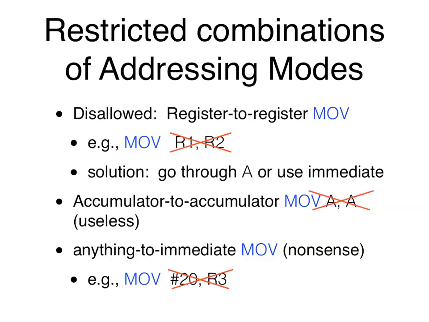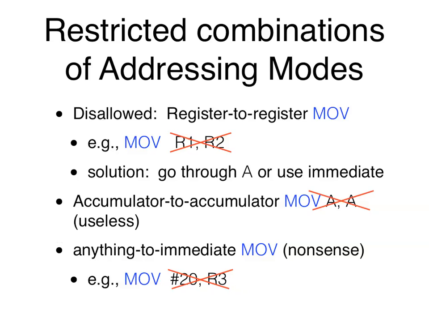Now, accumulator to accumulator move, like move A, comma A. That's not allowed either. Why? It's useless. So A gets A. Why would you want to do that? Anything like move pound sign 23 or pound sign 20 comma something else. You can't override a constant. So that's nonsense, right? So some combinations are not allowed for good reasons.